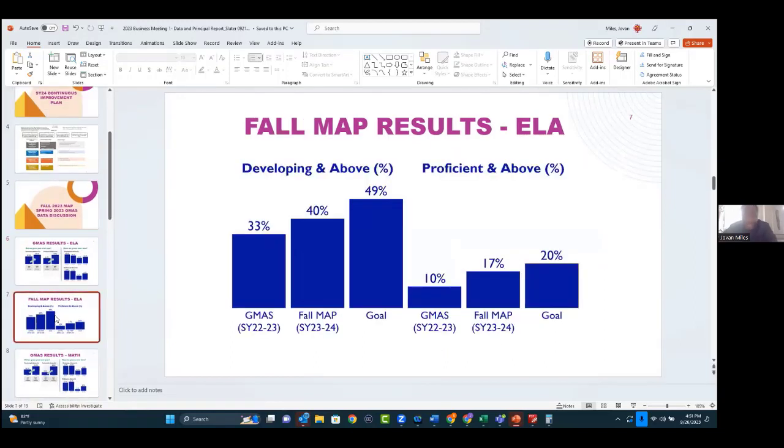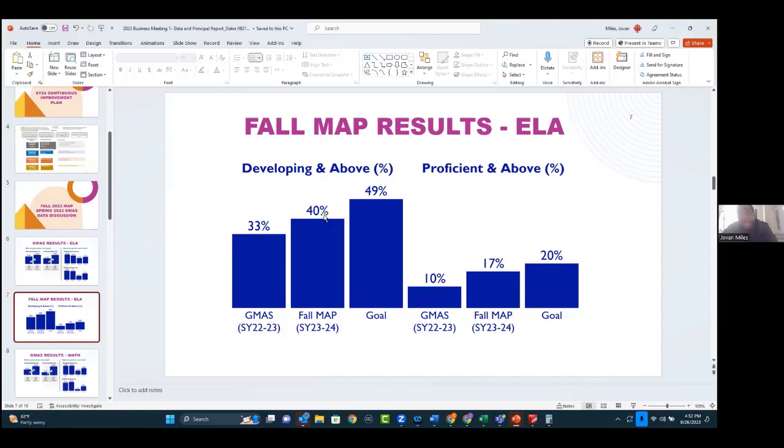We have our fall MAP data. And again, when we're comparing MAP to milestones, we are not comparing apples to apples because of the absence of writing. So this 40% developing and above really only includes the multiple choice portion, but that actually matches, within a point or two, where we ended the school year last year in terms of spring MAP. So it is good that we didn't have much of a summer slide.